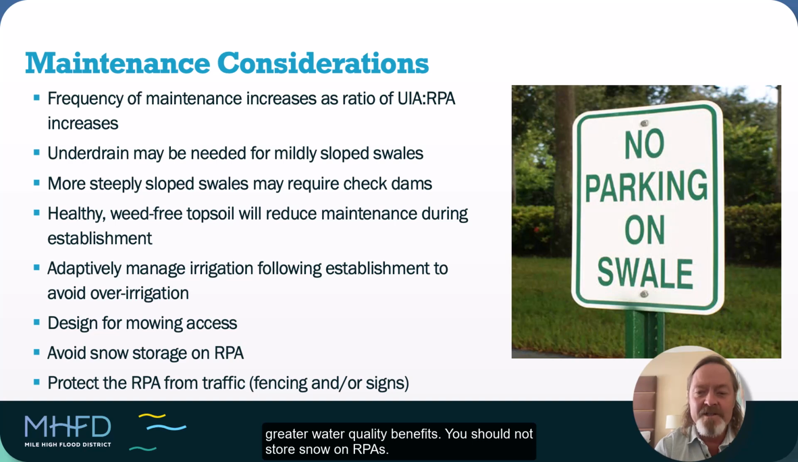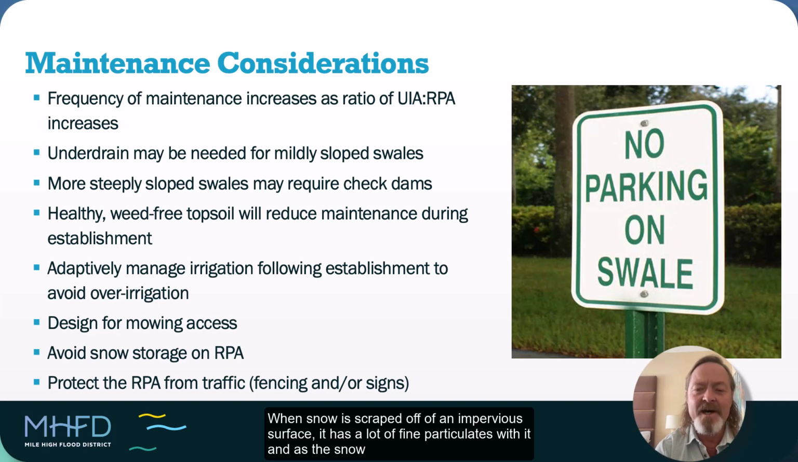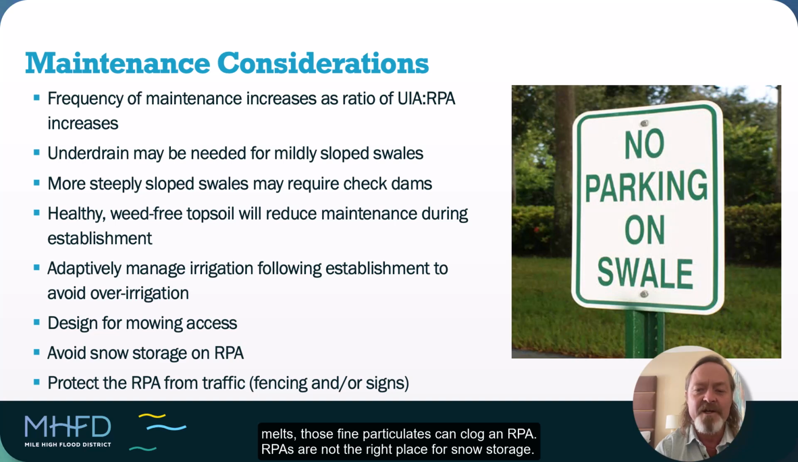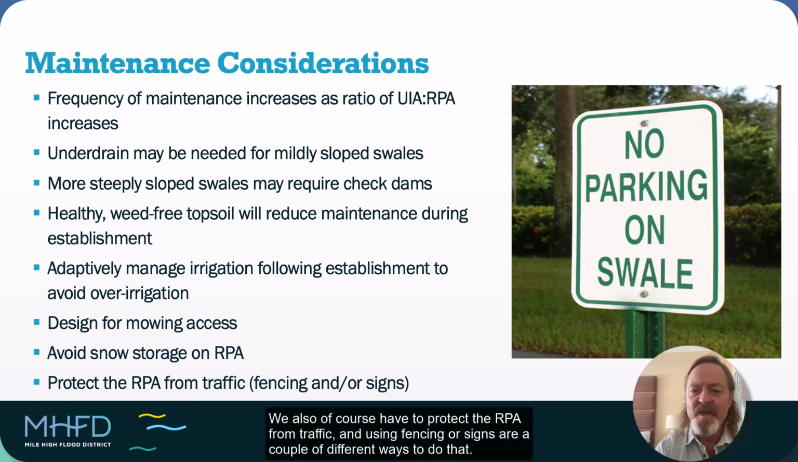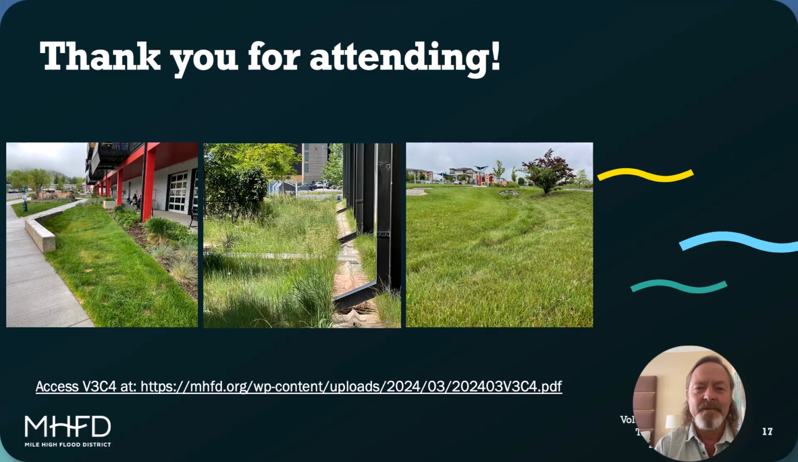You should not store snow on RPAs. When snow is scraped off of an impervious surface, it has a lot of fine particulates with it, and as the snow melts, those fine particulates can clog an RPA. RPAs are not the right place for snow storage. We also, of course, have to protect the RPA from traffic, and using fencing or signs are a couple of different ways to do that.